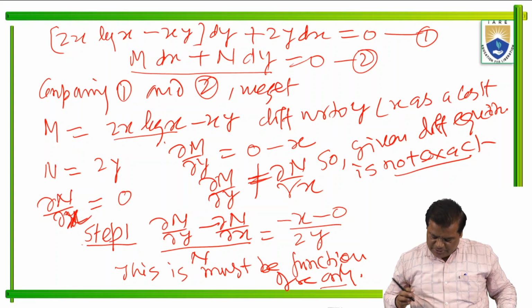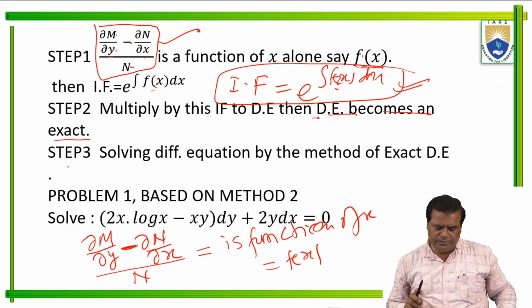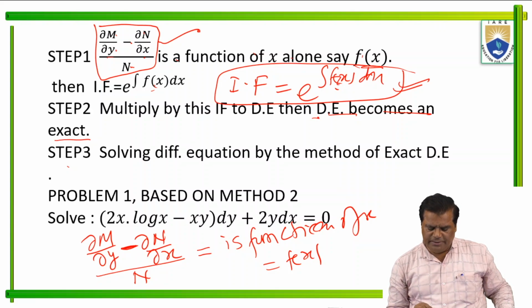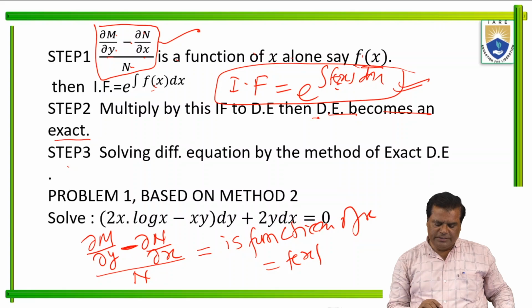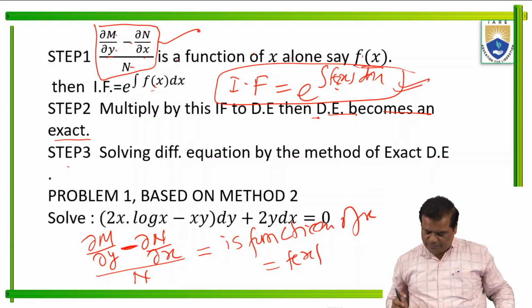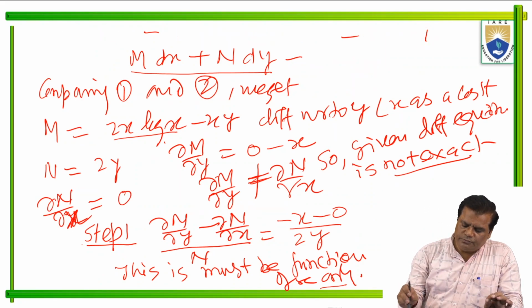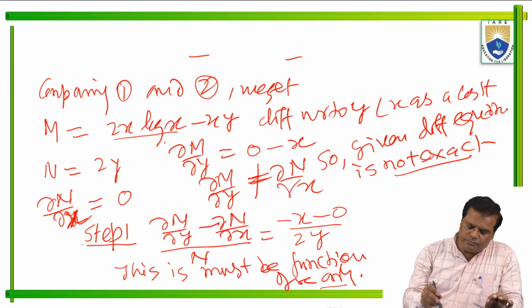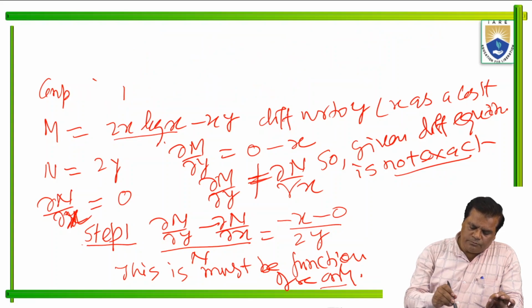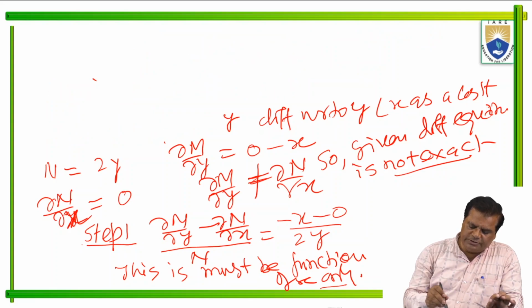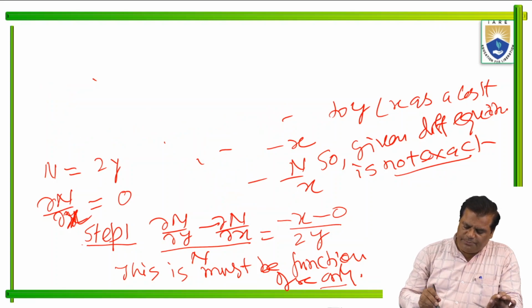What is the mistake in the question? Just checking the question here. 2x log x minus xy dy plus 2y dx. Okay, I am writing this question wrong. This is m, this is n. Sorry. This question is wrong, it came out reversed. I am taking the opposite function, so we have a problem here.